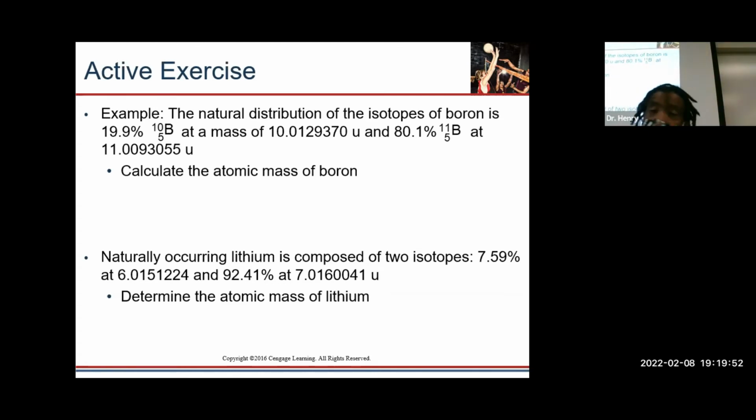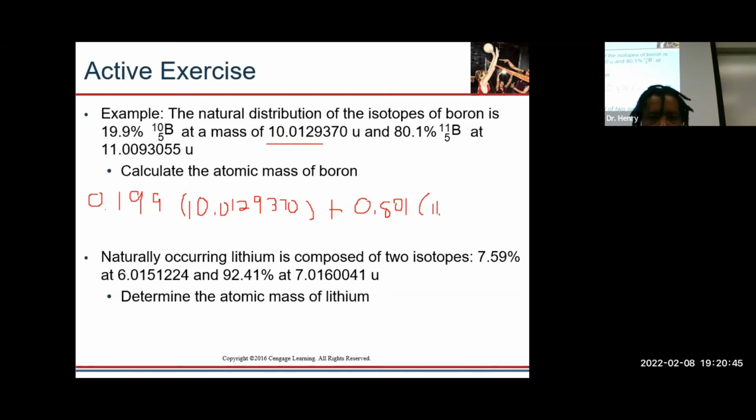Okay, so let's go ahead and try to work this out together. If we're going to be calculating the atomic mass of boron, we're taking both isotopes into consideration. We're taking the one that we have 19.9% of, so I'm going to use the decimal for that. The decimal for 19.9 is 0.199, and we're going to multiply that one by the actual mass, which is 10.0212937, plus 0.801 times 11.0093055.